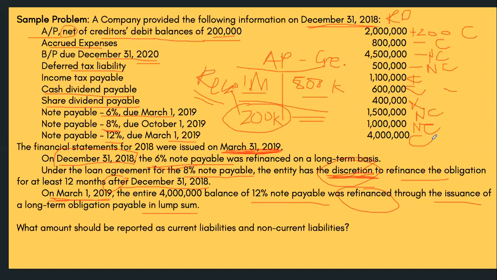So we have computed. How much is our current liability? That is 2 million plus 200,000 plus 800,000 plus 600,000 plus 4 million. So our current liabilities are 8,700,000. How about non-current? You have 4,500,000 plus 500,000, that's 5 million, plus 1.5 is 6.5, plus 1 million, that's 7,500,000.